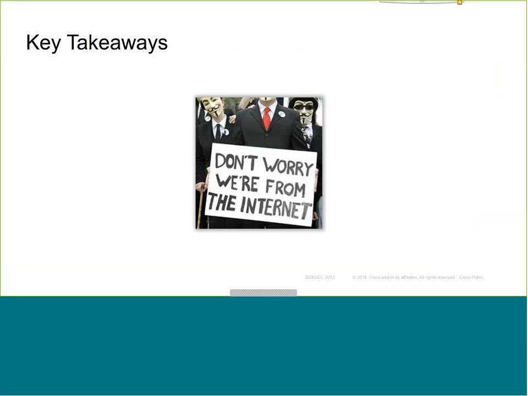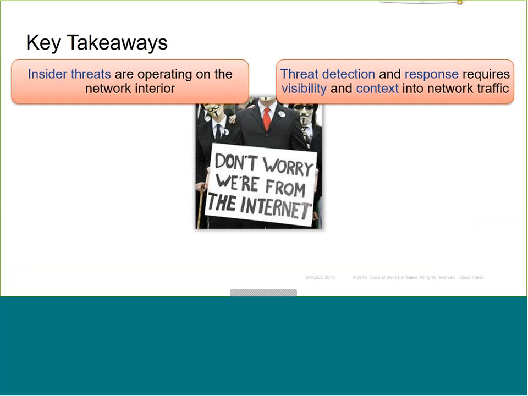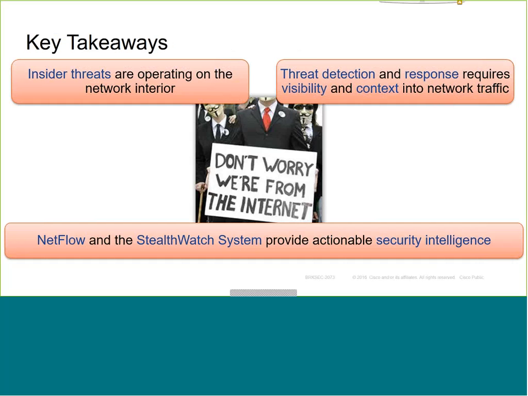A couple of key takeaways from where we've got to so far, apart from don't worry, we're from the internet. Insider threats are operating on your network interior, and the perimeter defenses alone are not going to stop those. In order to have proper threat detection and response, you've got to have visibility of what's happening. That comes from the NetFlow, and ideally extra context from integrations with ICE, TrustSec, from NBAR, anywhere else that you can get extra information, the extra context. And that NetFlow and StealthWatch system combined will provide that actionable security intelligence that you require.